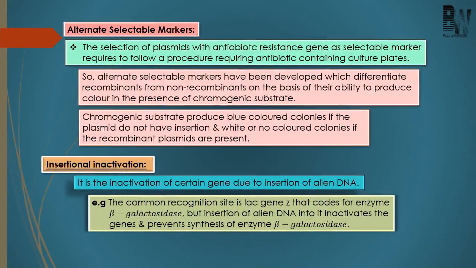Next, come to alternative selectable marker. So the point is that when these antibiotic resistant genes function as selectable markers, it takes a longer time to differentiate recombinant DNA from non recombinant DNA. When antibiotic resistant genes function as selectable markers, it is a time consuming process. Because of this, an alternative selectable marker has been developed. This procedure can differentiate recombinant DNA from non-recombinant DNA on the basis of their ability to produce color during the staining process. Okay, so we will check out this alternative selectable marker.